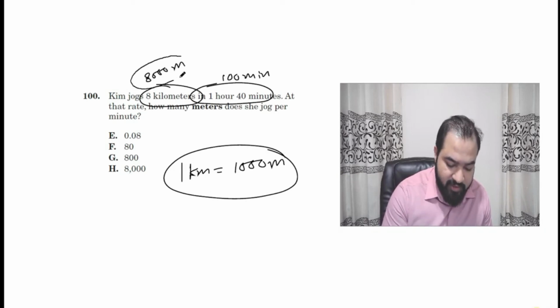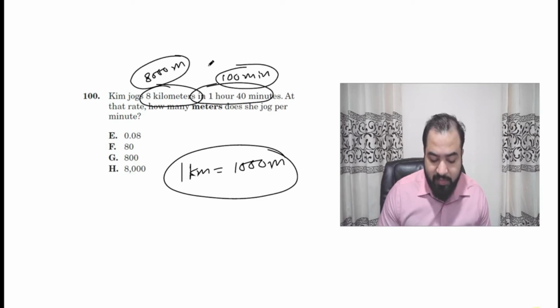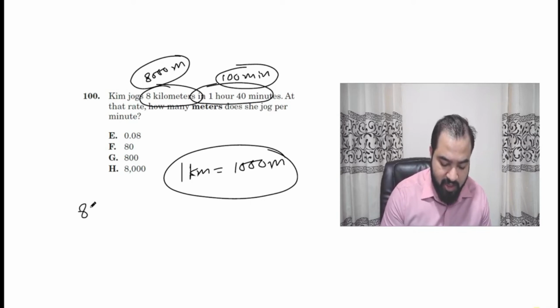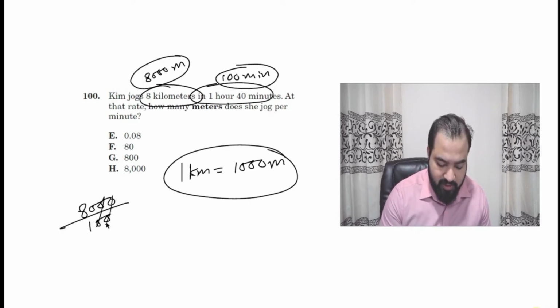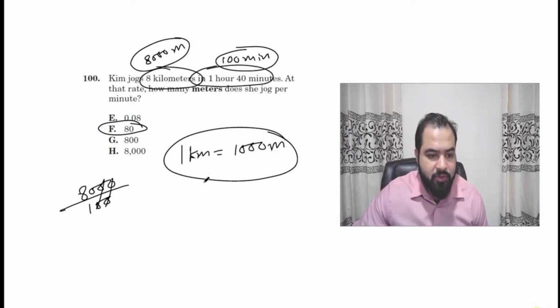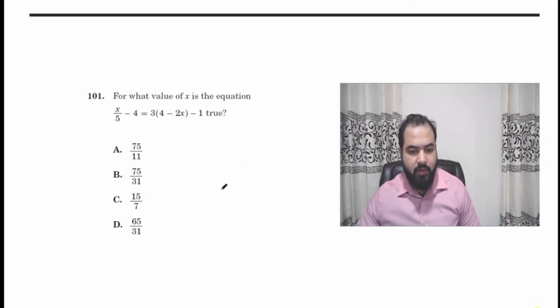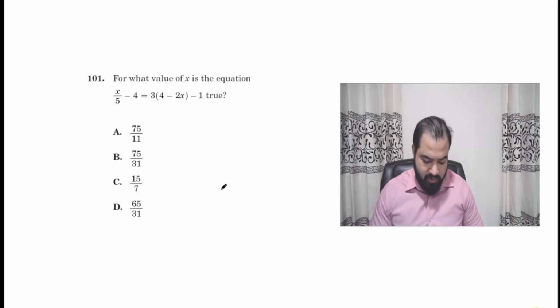So you have 8000 meters and it took 100 minutes. So how many meters does she jog per minute? We can just divide 8000 by 100. 8000 divided by 100, that means we can take out 2 zeros, so that's 80. So that's number 100. All right, now let's do question number 101. Simple equation, so let's do that.